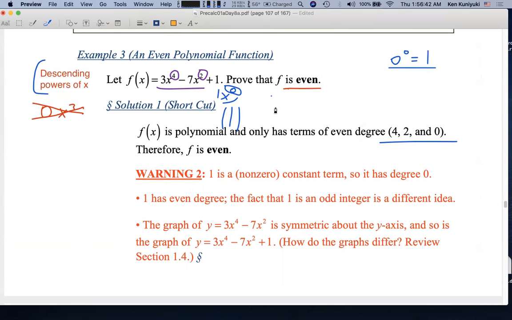That's one reason why we say that non-zero constant terms have degree 0. So a 1, a 2, a 3, a pi, a negative pi, they all have degree 0. 0 itself has no degree. In fact, the 0 function is both even and odd. So this here gives us an even function whether there's a plus 1 or not. In fact, you can add or subtract any real number. Next up, an example of an odd function.